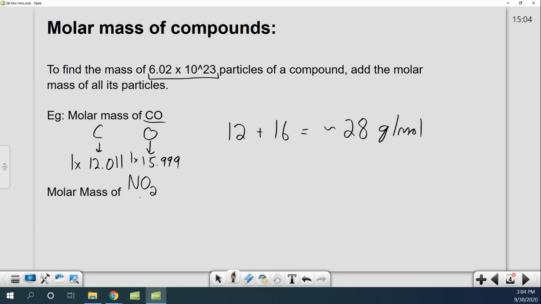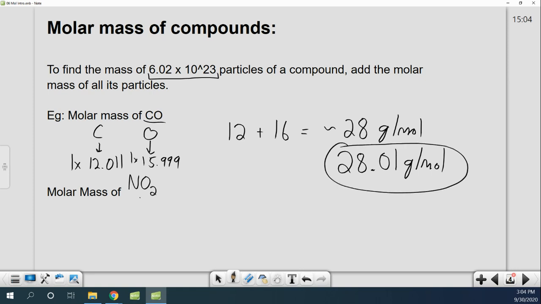I mean, you could do the exact math if you wanted. Let me just pull up my calculator here. Let's find out. So the exact molar mass would be 12.011 plus 15.999. Turns out the exact mass, according to this periodic table, is 28.01 grams per mole. So if I wanted to weigh out a mole of carbon monoxide, I would need to weigh out 28.01 grams. And that is a much more measurable number, right? You could actually weigh that on a scale somewhere.